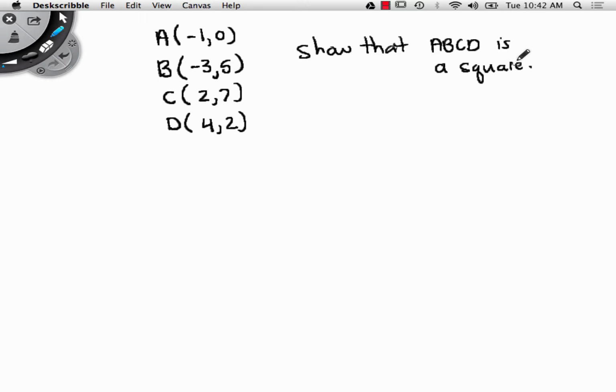All four angles are 90 degrees. So now I simply ask the question, is it enough to show that all four sides are the same? It's not, because what else has all four sides the same? Rhombus. So does that make sense to you? So not only do I have to show that all four sides are the same, I've got to show they're all 90 degrees. All 90-degree angles. Okay, so let's go ahead and graph this out.